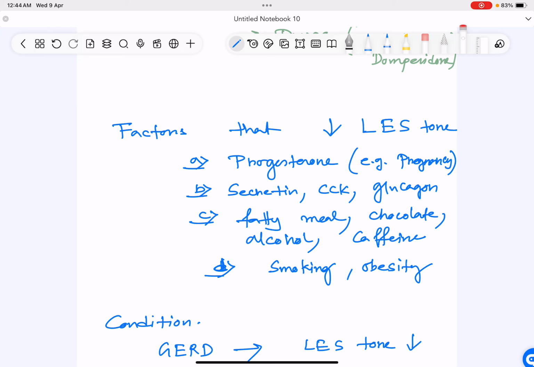Which cell produces glucagon? Tell me the answer. It is the alpha cell. Alpha cell produces glucagon. Beta cell produces insulin. Delta cell produces somatostatin. I'll just write in short.